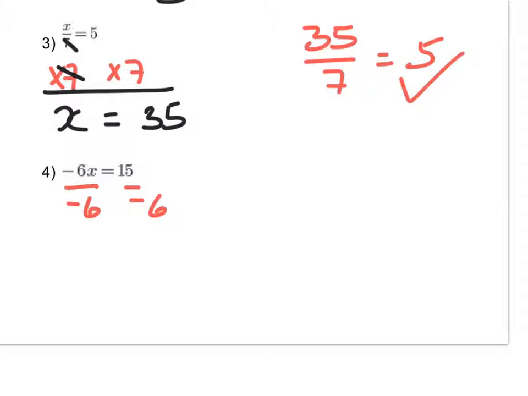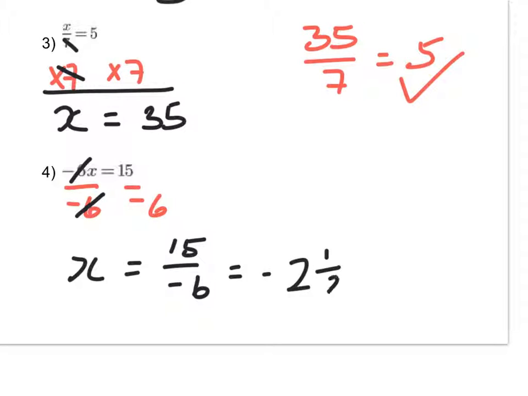A lot of people divide by positive 6 because they think the minus 6 has to be reversed to a positive. No, you're reversing multiplication by minus 6. The opposite of multiplying by minus 6 is dividing by minus 6. So you'll see that the minus 6s cancel each other out. We're left with x equals 15 divided by minus 6, and that is equal to minus 2.5. And as before, you can check to make sure that that's right.